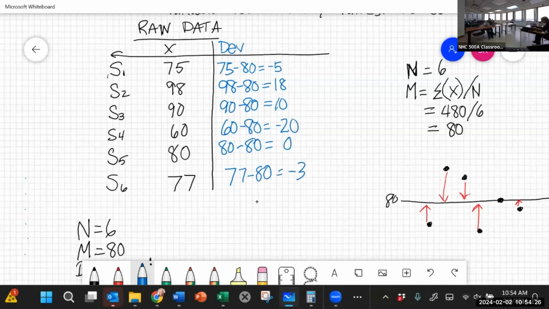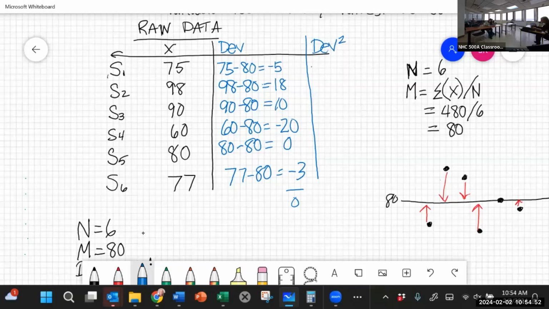If we add all these up, I can see the negative numbers add up to negative 28. 20 plus negative 20 plus negative 3 plus negative 5, 28. And the positive numbers add up to 28. 18 plus 10 is 28. These are going to sum up to 0, so we have to solve that problem. So let's solve the problem following our steps. We're going to square the deviations first of all.